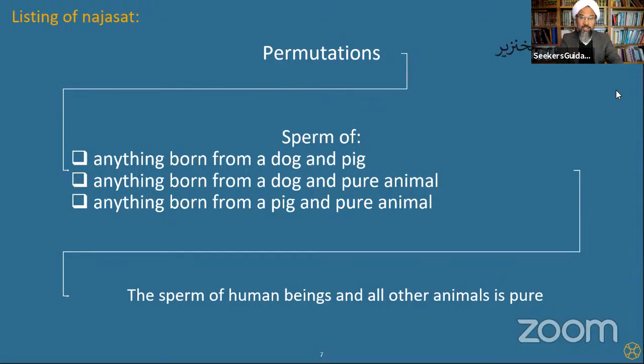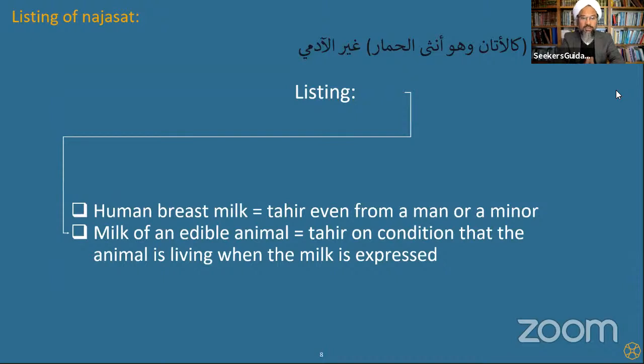Any of these permutations, the sperm that comes out from there would be considered as impure. In the first block that I have, anything born from a dog and pig could be dog and dog. It could also be dog and a pig in that particular crossbred manner, and Allah SWT knows best. So the sperm of a dog and a pig and whatever comes from those permutations are considered to be impure. On the other hand, the sperm of human beings and all other animals is considered to be pure, and Allah subhanahu wa ta'ala knows best.